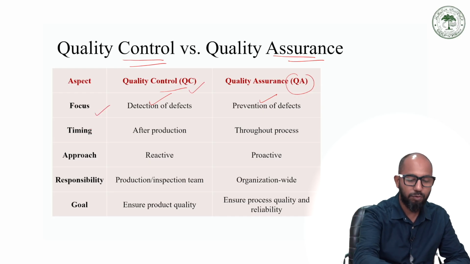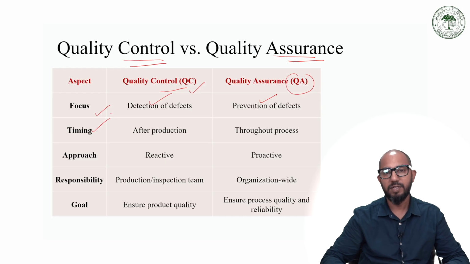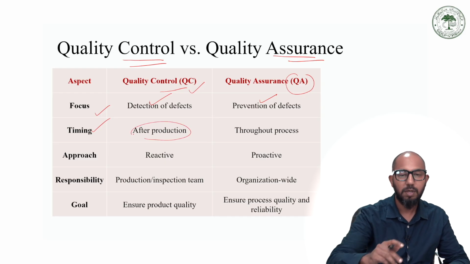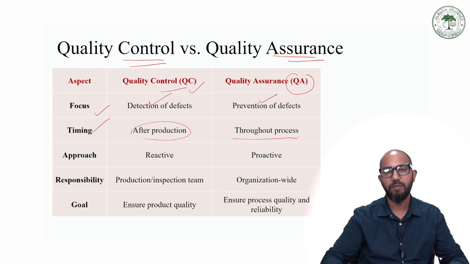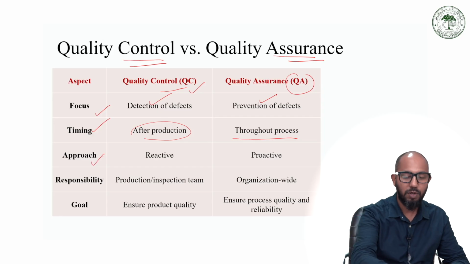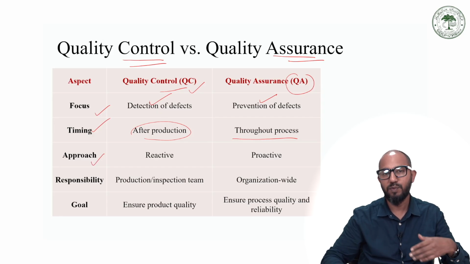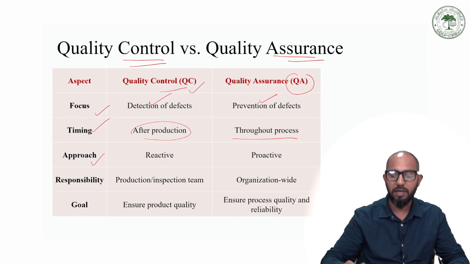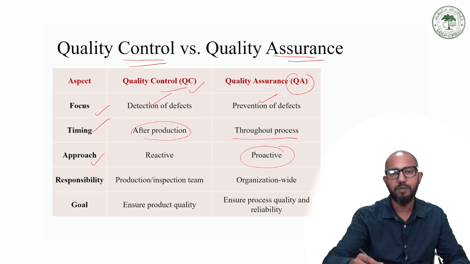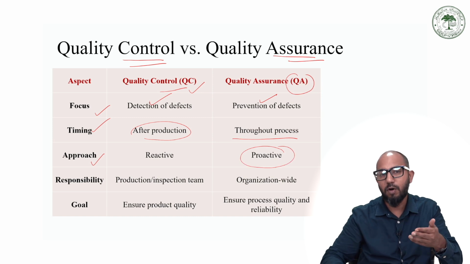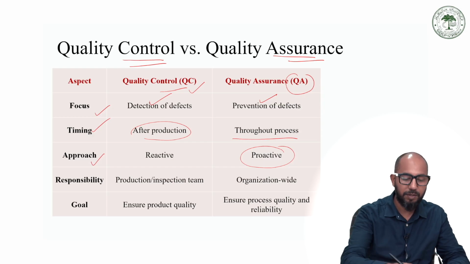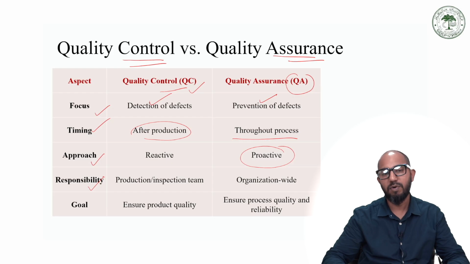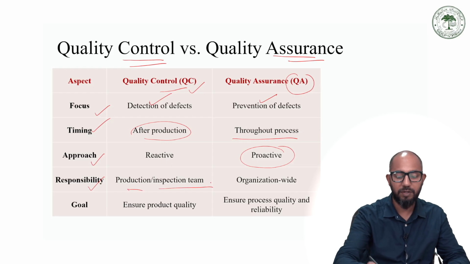Second, with respect to timing, quality control starts after production. On the other hand, quality assurance remains throughout the process. With respect to approach, quality control is reactive. That is, when things go wrong, then quality control comes into play. On the other hand, quality assurance is proactive, which means that before the loss happens, the exporter is quite vigilant in the process. With respect to responsibility, quality control is about the production or inspection team.